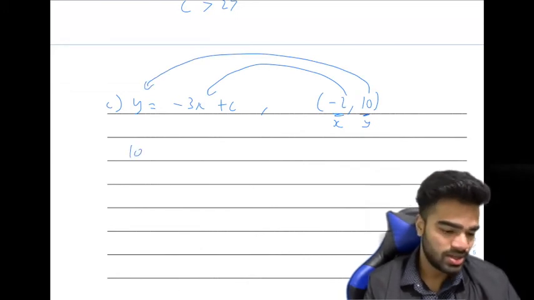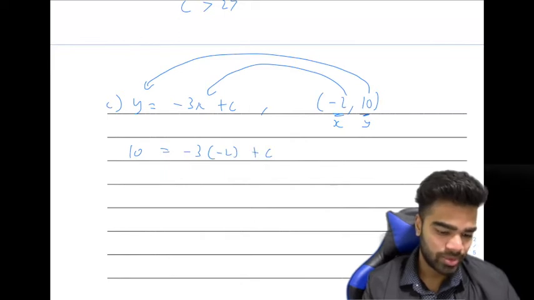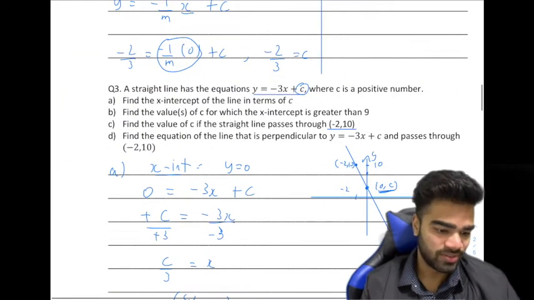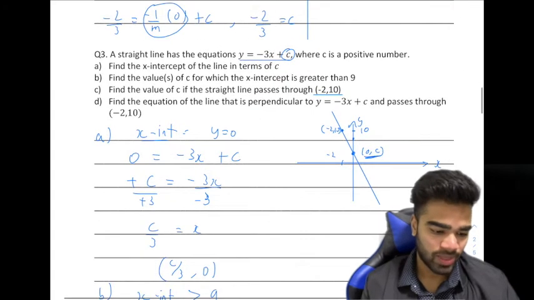Same as always. So y, which is 10, is equal to negative 3 multiplied by negative 2 plus c. 10 is equal to 6 plus c. And then subtract 6, c is pretty much 4. Okay, that's the answer. c is 4. So find the value of c. We've done it. Okay, last question.